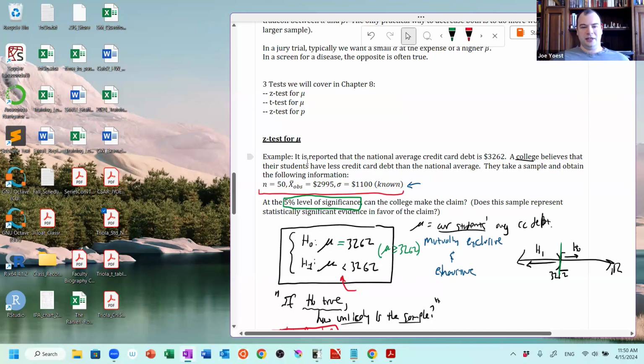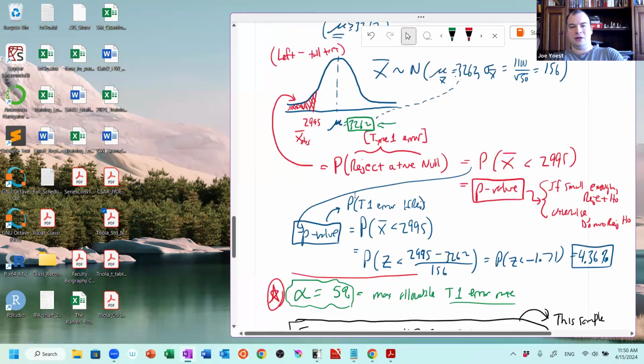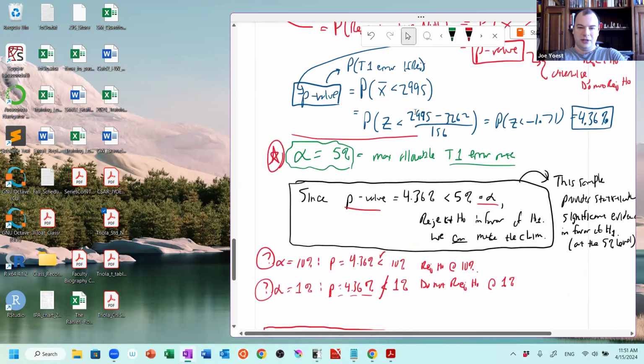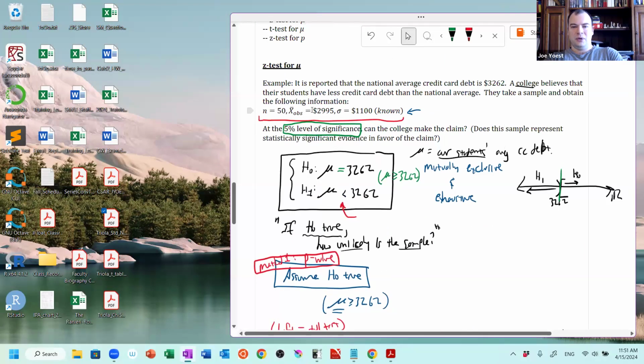I go to the next college and I do the same setup, the same sample of size 50 with standard deviation of 1100 known, but unfortunately at that college my X bar observed is 29.97. Can I still reject? Well, I don't know. I have to actually do all of this work all over again, replacing 29.95 with 29.97, figure out a completely different p-value. It's going to be a little bit higher, closer to 5%. Is it over 5%? I'm not sure. I have to do all the work all over again when I get a different X bar observed to say what my p-value is and then to assess whether I can reject.